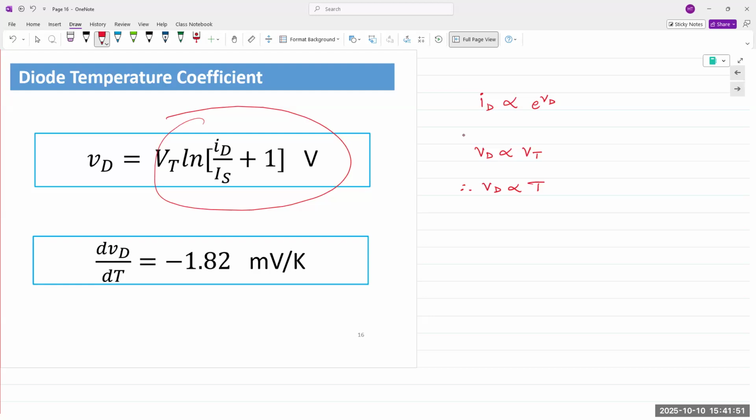And the relationship is very well characterized. This change in diode voltage as a function of temperature is very linear. It's approximately 1.82 millivolts decrease for any decrease in temperature.